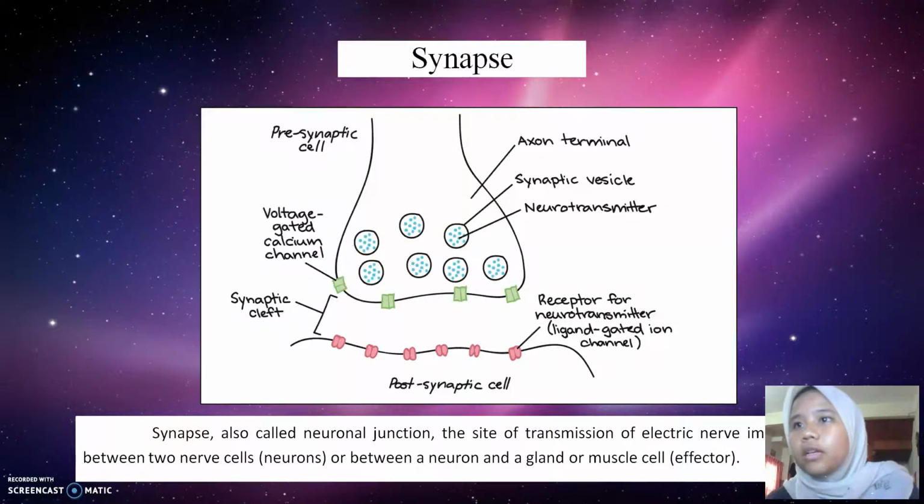As a result, the molecules of neurotransmitter diffuse across the synaptic cleft and bind to receptor proteins on the postsynaptic cell. Activation of postsynaptic receptors leads to the opening or closing of ion channels in the membrane.